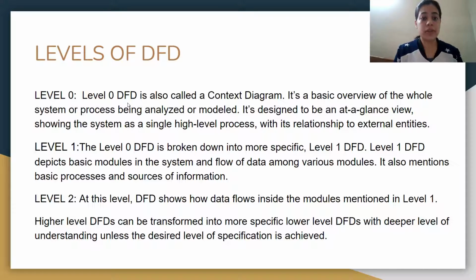Level 0 DFD is also called a context diagram. It is a basic overview of the whole system or process being analyzed or modeled. It's designed to be an at-a-glance view, showing the system as a single high-level process with its relationship to external entities. For level 1 DFD, the level 0 DFD is broken down into more specific level 1 DFD. Level 1 DFD depicts basic modules in the system and flow of data among these modules. For a level 2 DFD, at this level, DFD shows how data flows inside the modules mentioned in level 1.